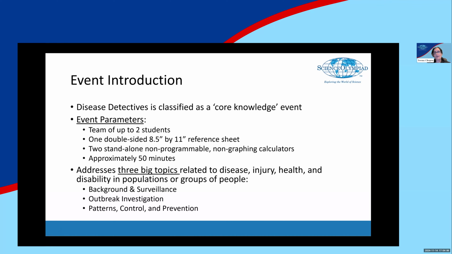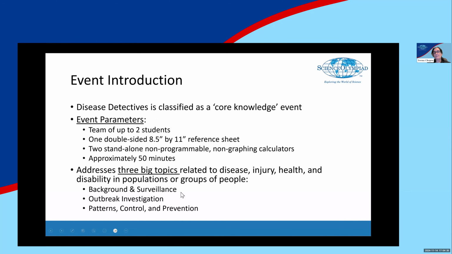As you all are aware, you have looked at the rules, I'm assuming, and looked at what is allowed during the event. As you know, Disease Detectives is a core knowledge event. There's a team of up to 2 students, and you're allowed to take one double-sided sheet, along with calculators, and you will have 50 minutes to complete this.